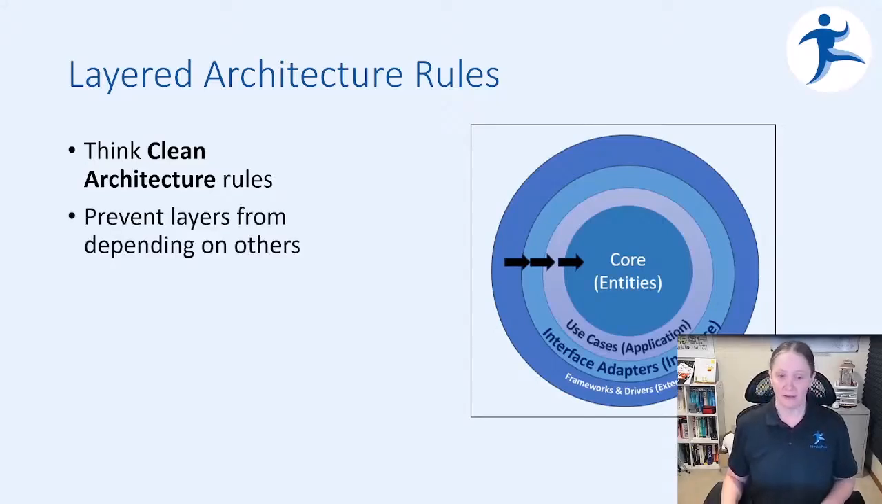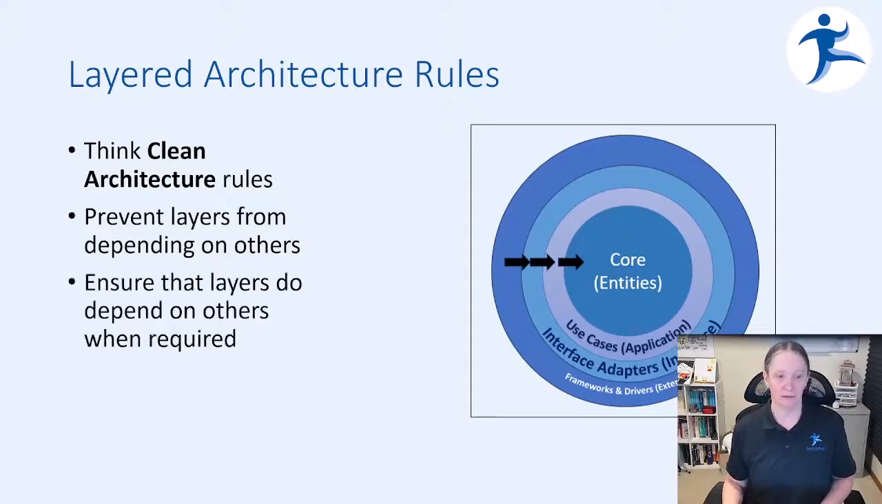So we're going to be able to say that core shouldn't reference our use cases, core shouldn't reference our interfaces, core shouldn't reference the web. And then when it does depend on other layers, we could say that it should reference those as well.